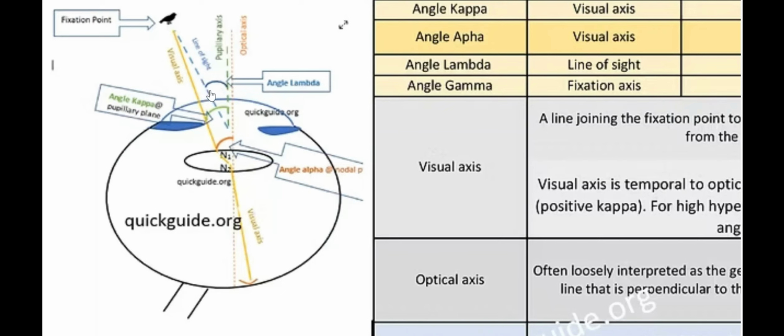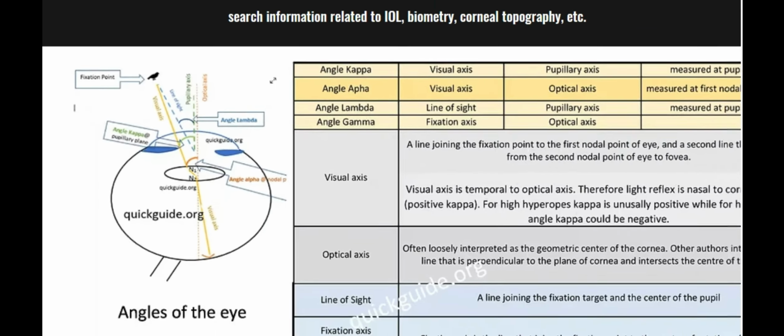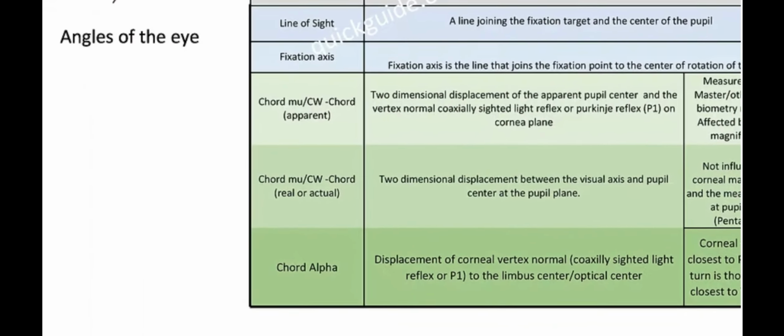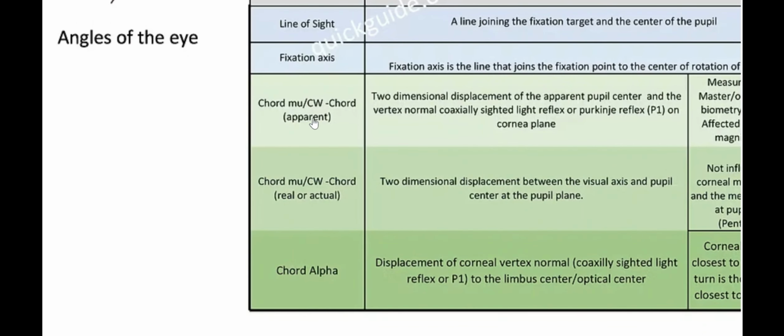If you're measuring something on the corneal plane that you're supposed to measure on the pupillary plane, you will always have an element of magnification, because the cornea is a convex lens, right? Its total power is convex. So you're measuring this difference at the corneal plane, so it is apparent and maybe not absolutely real, right? That's the difference between chord mu measured on the corneal plane by the biometric machines, and chord mu sometimes measured on a real or actual basis, like in the Pentacam.